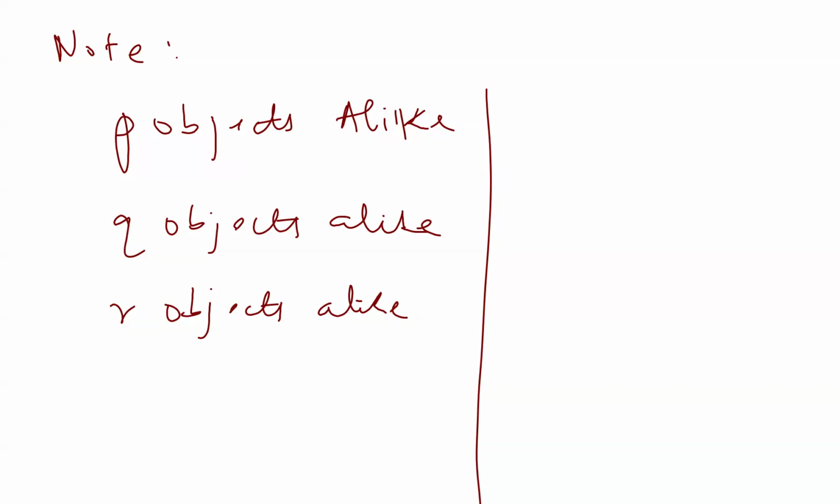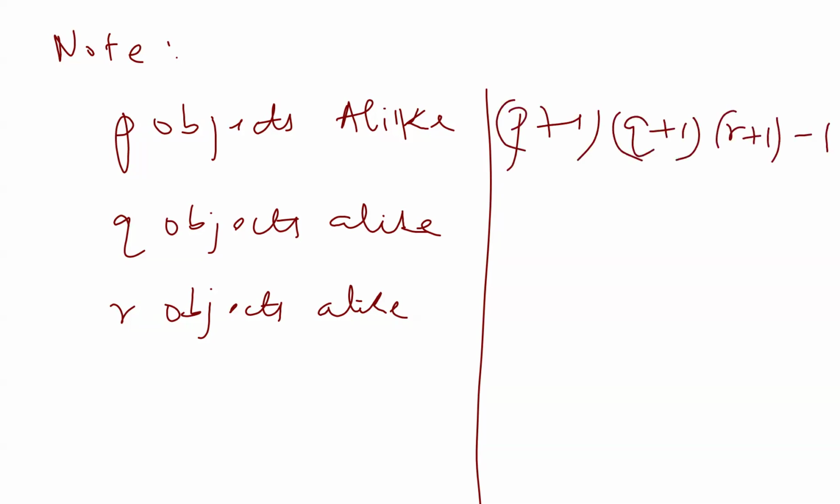So if we have to select at least one object, that means 0 objects cannot be selected. We have to select at least one object. P objects are alike, Q objects are alike, R objects are alike. So this can be done in (p+1)(q+1)(r+1) minus 1 ways. So this note you need to know.